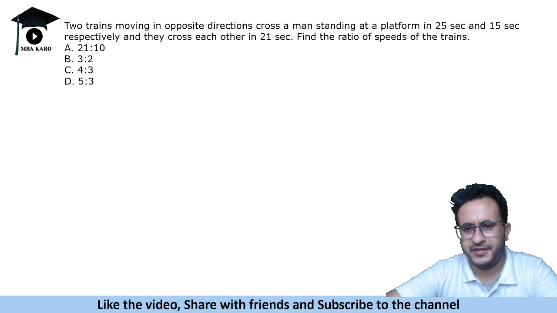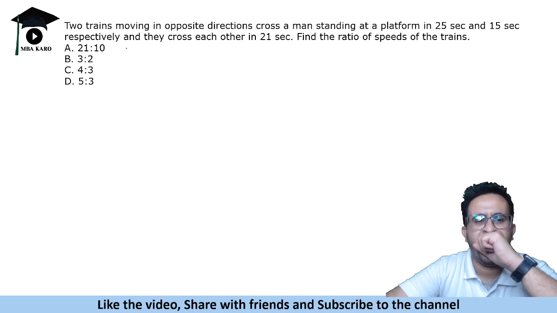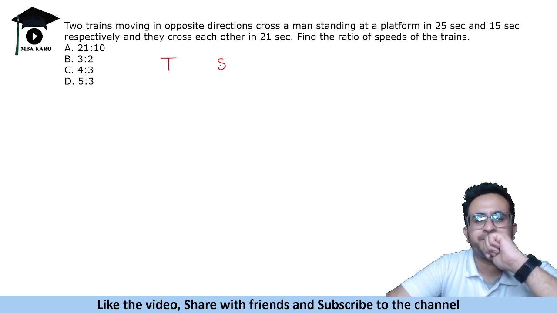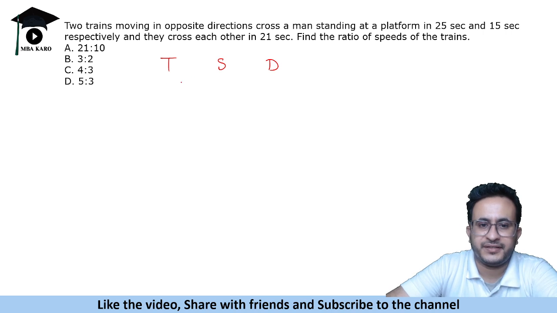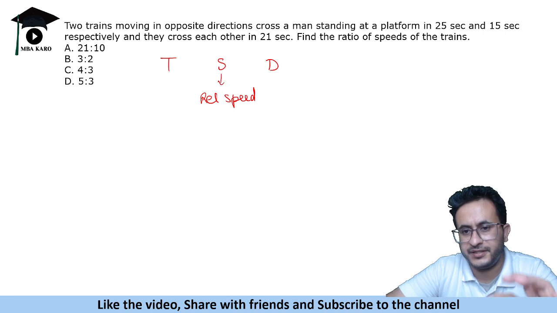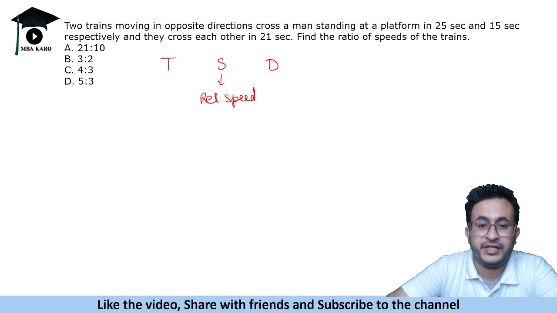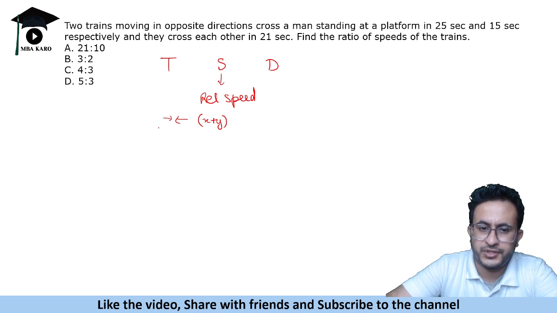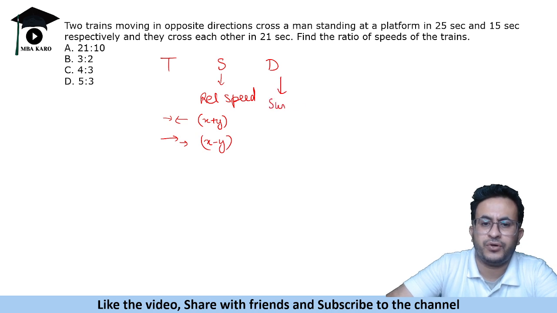Okay, so when we have train based questions, how to approach them is, where S is the relative speed. Relative speed is basically speed of train plus man, or train minus man, depending. So relative speed is x plus y if they go in opposite directions, and if they go in the same direction, it is x minus y, right? Distance is the sum of lengths.